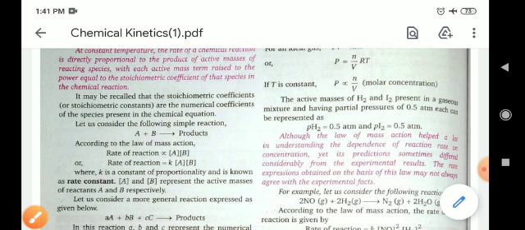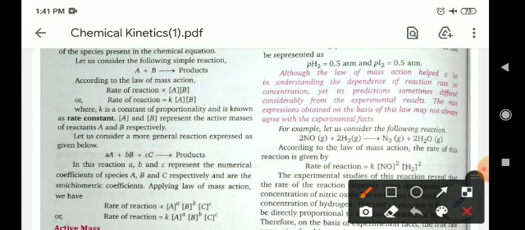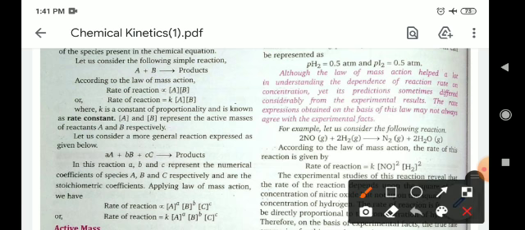Okay, so although the law of mass action helped a lot in understanding the dependence of the reaction rate on the concentration, its prediction sometimes differed considerably from the experimental result, and the rate expression obtained on the basis of the law may not always agree with the experimental fact.